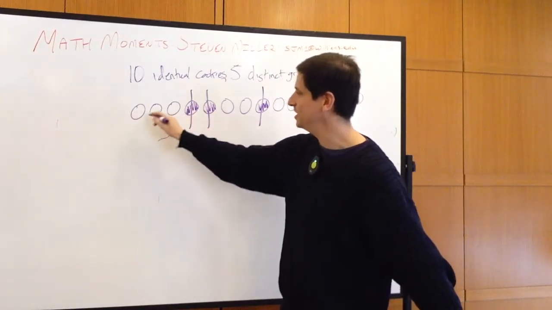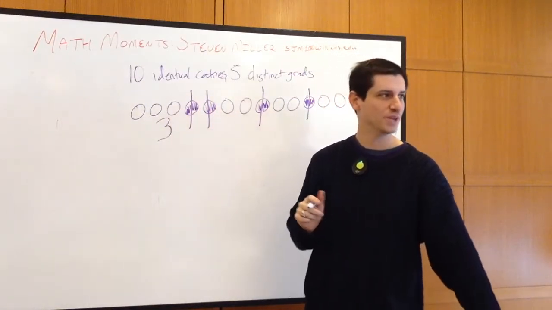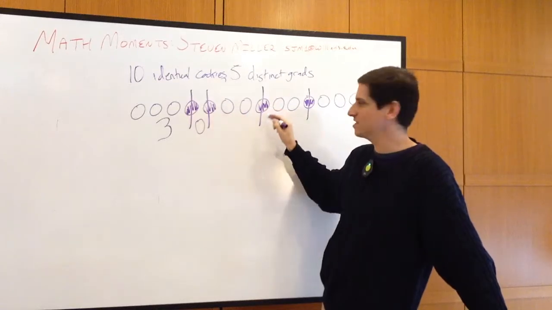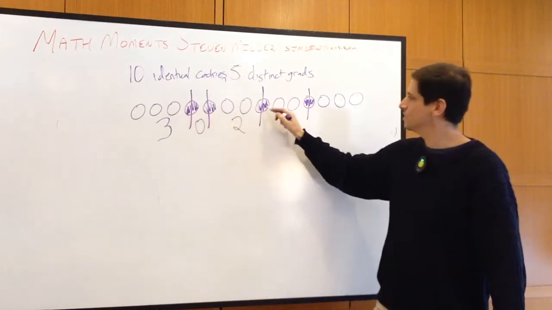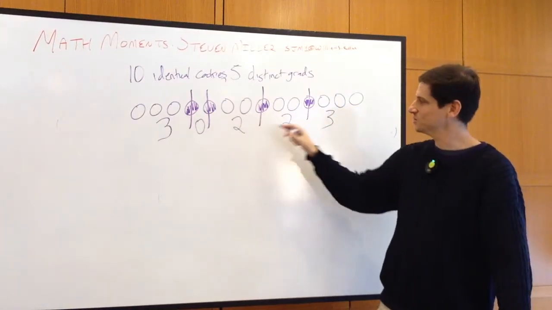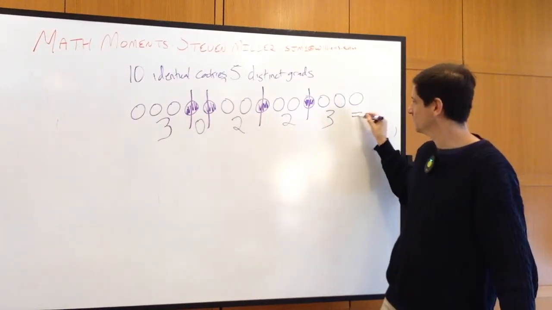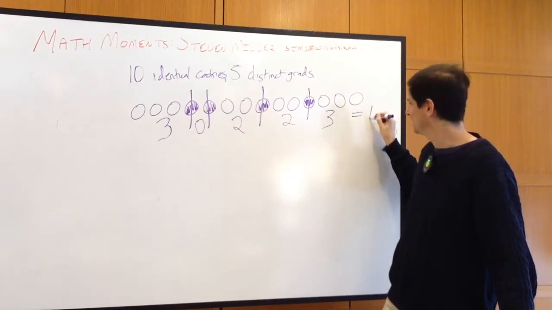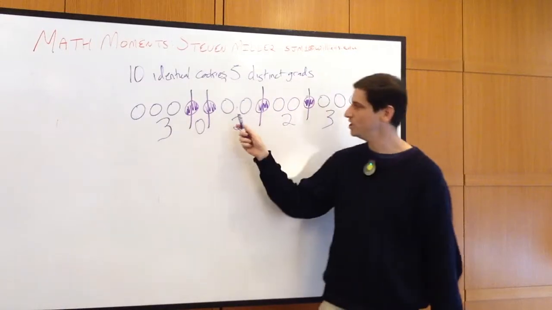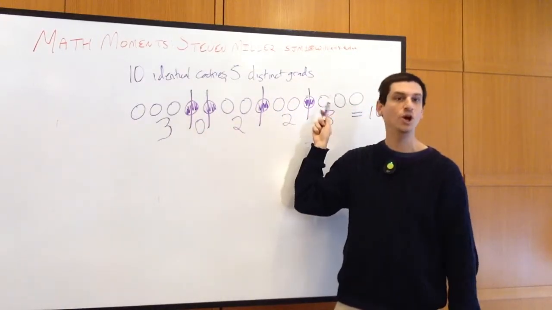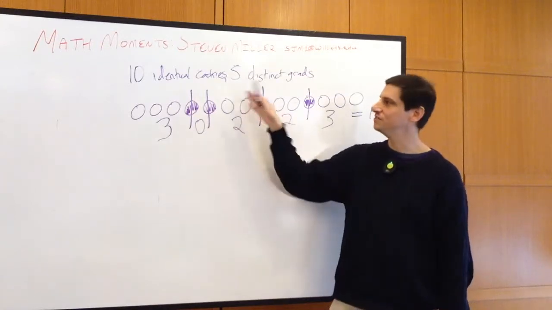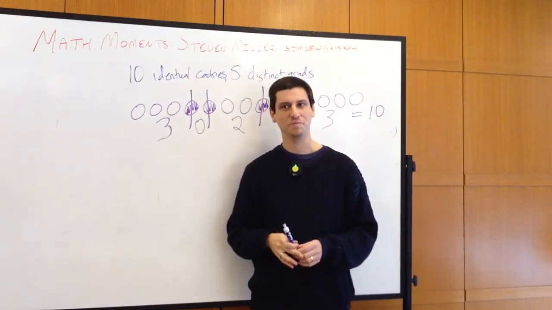There's 3 cookies up to the first eaten cookie. Between the first and the second eaten cookie, there's 0. Between the second eaten and the third, there's 2. Between the third and the fourth, there's 2. And after the last, there's 3. 3 plus 0 plus 2 plus 2 plus 3 equals 10. It turns out there's a 1-to-1 correspondence between the number of ways you can choose 4 cookies from 14 when order doesn't matter, and the number of ways you can divide 10 cookies among 5 people.